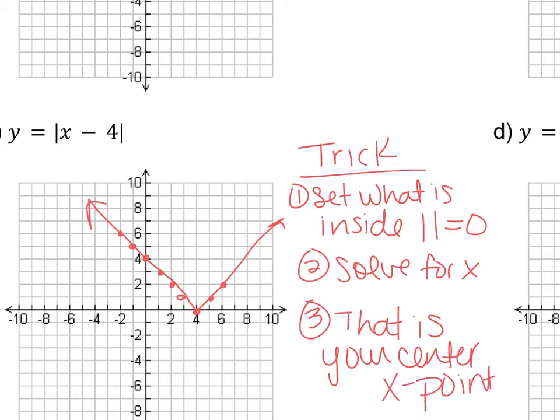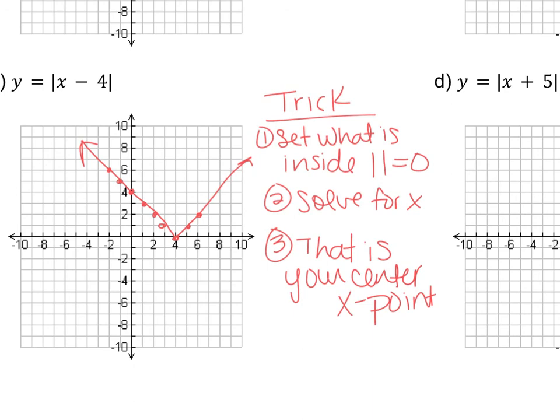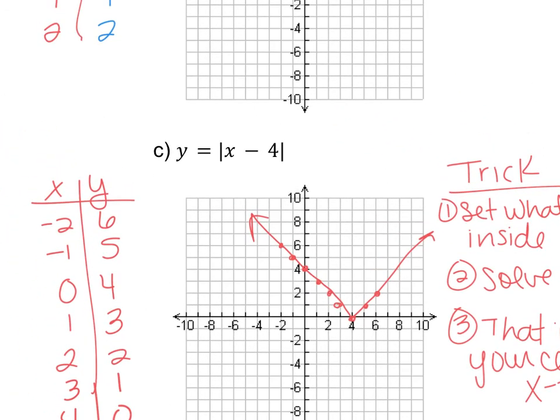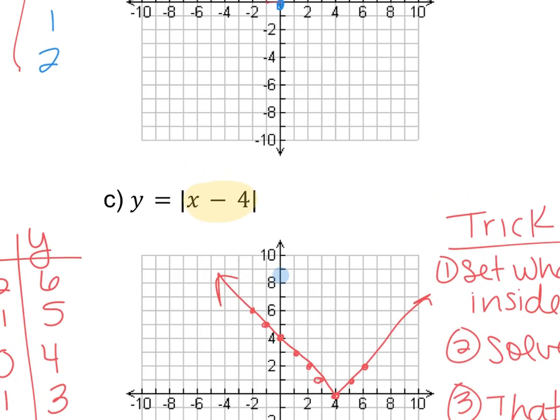I should say coordinate, that's okay. All right, so in this case, what's inside the absolute value is this piece. So for this one, I would have done x, keep doing that. So x minus 4 equals 0, because you set what's inside equal to 0. Solve for x, so I need to add 4 to both sides. So x equals 4. All right, that right there is my center x coordinate.